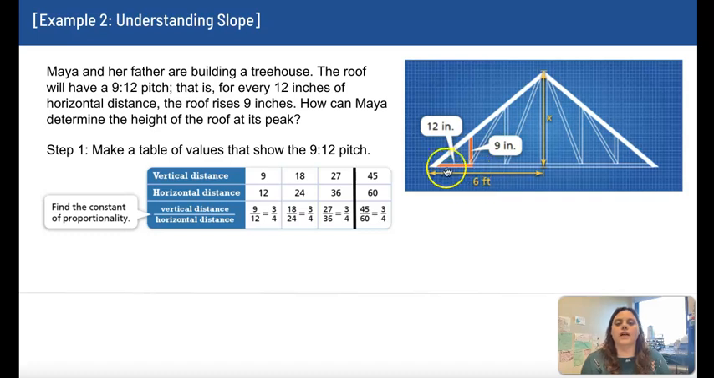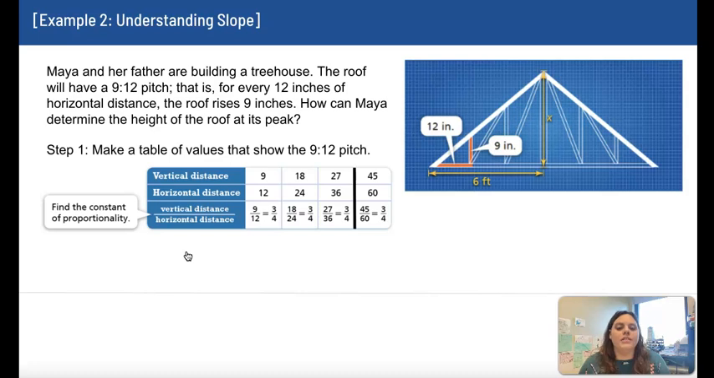So you can see here, from the edge to the peak is 6 feet. So we're wondering essentially how many 12 inches are in that 6 feet and how many do we have to go up 9? Well, here we can make a table of values. You can see my table of values created here.